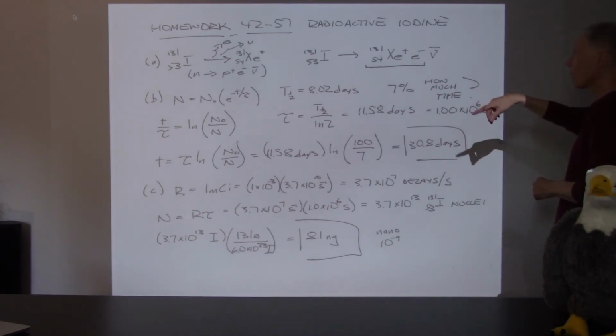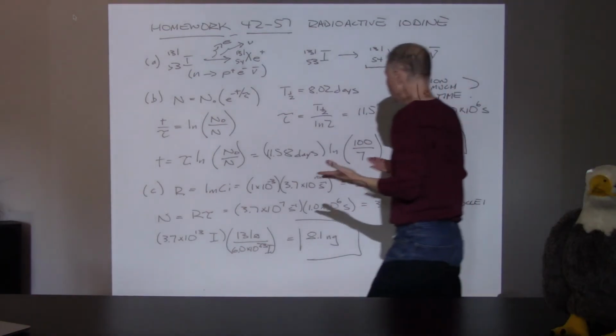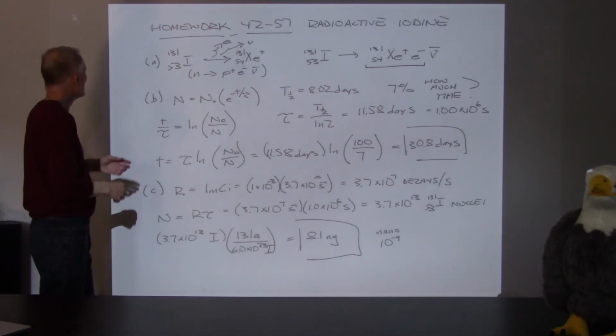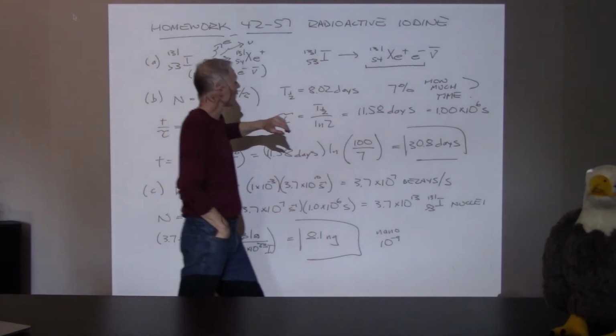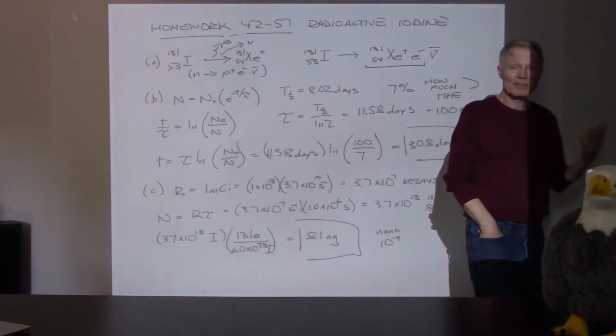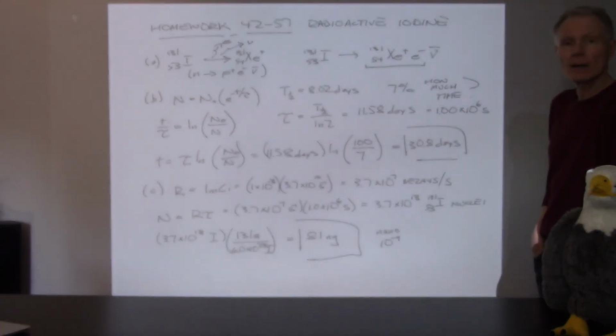There's some more parts, like A, B, C, D and E or something. We'll get back and get that Q value calculated. All right, so in part B, it says how much time would it take for the iodine-131 to decay down to 7% of the original amount.